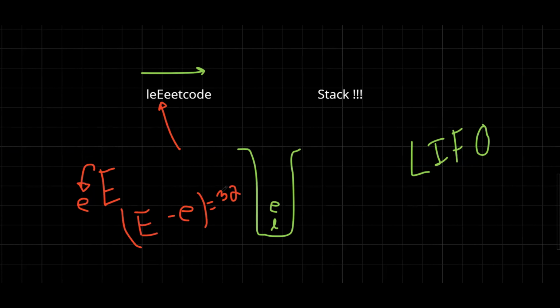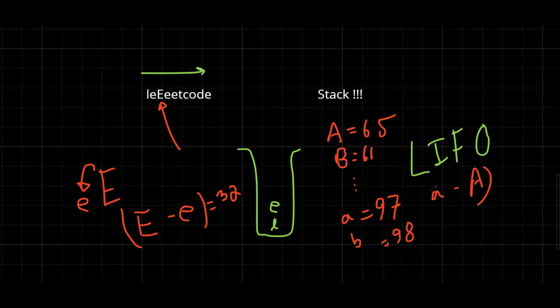Because according to the ASCII character series, we know that the capital A value is 65, capital B value is 66, and so on. Similarly, the small a value is 97, and the small b value is 98. So, if we subtract, suppose small a and capital A, their value difference is equal to 32.